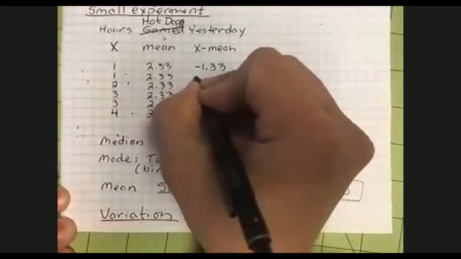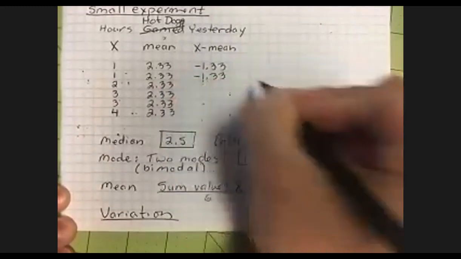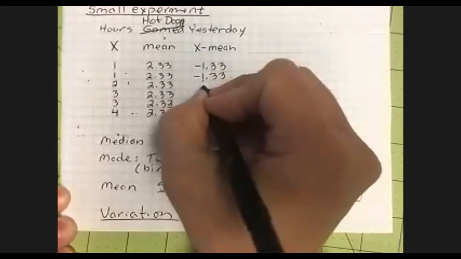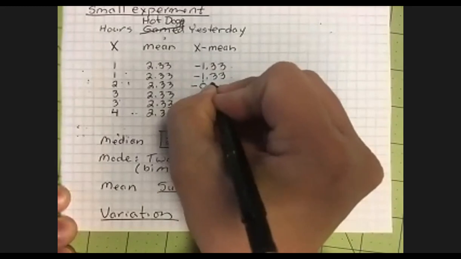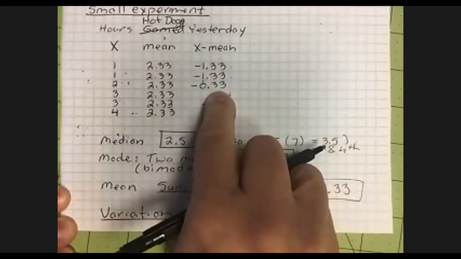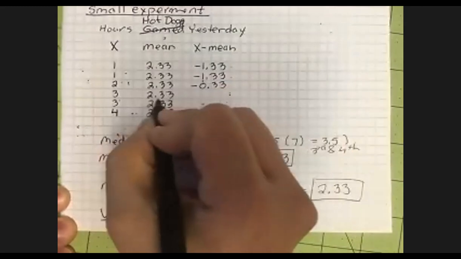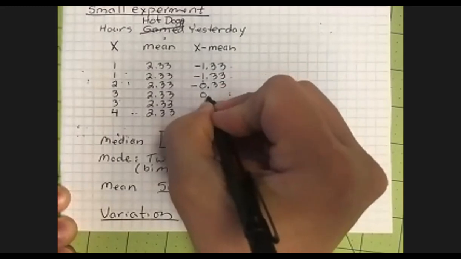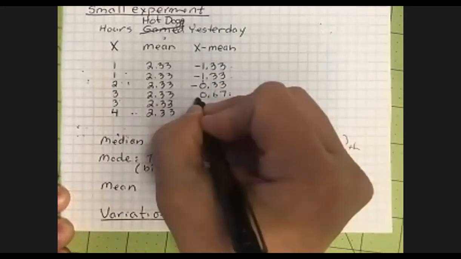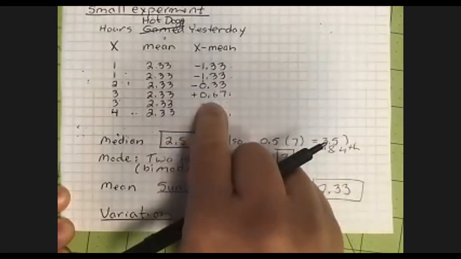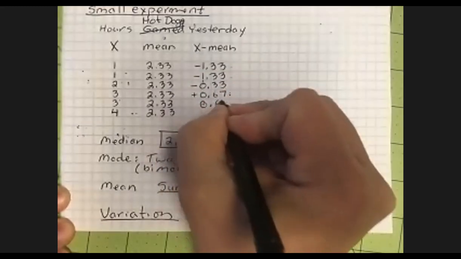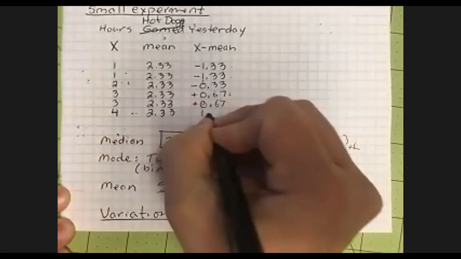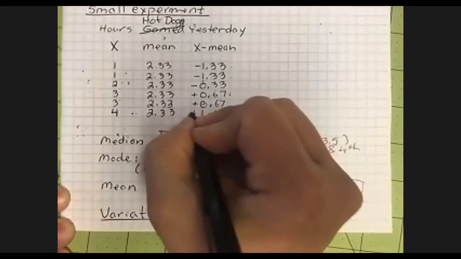How about the second friend? He was also 1 1/3 hot dogs less than the average friend. Here's a friend who ate 2 hot dogs. He was less than the average, but only by a third. Here is a friend who ate 3 hot dogs. He ate 0.67 more than the average friend. So did this friend, 0.67 more. And this friend ate 4 hot dogs, 1.67 more.